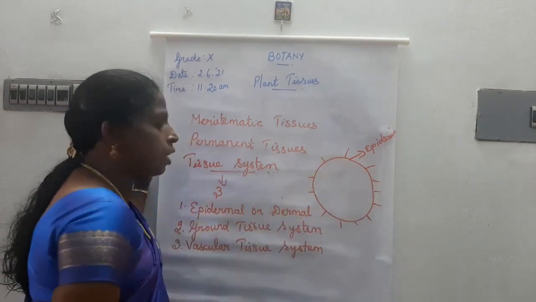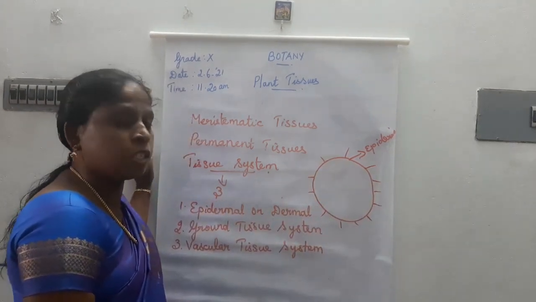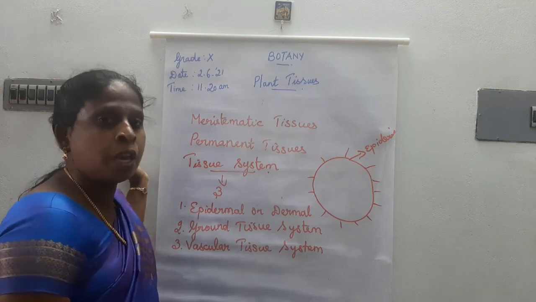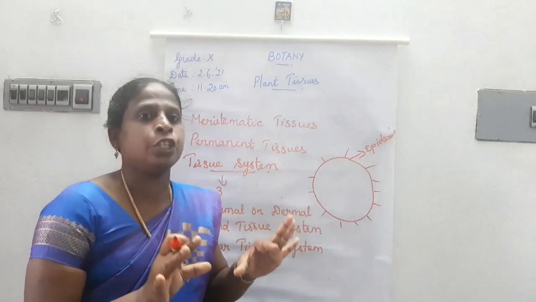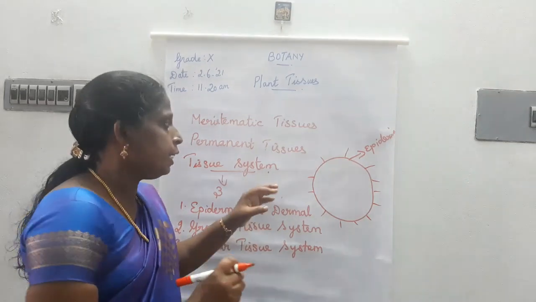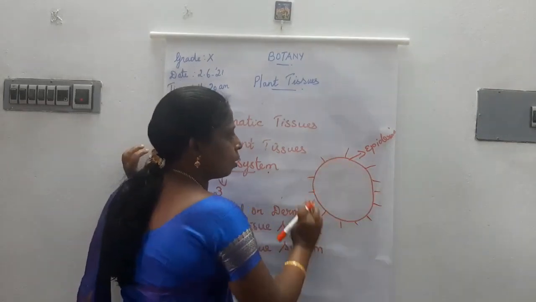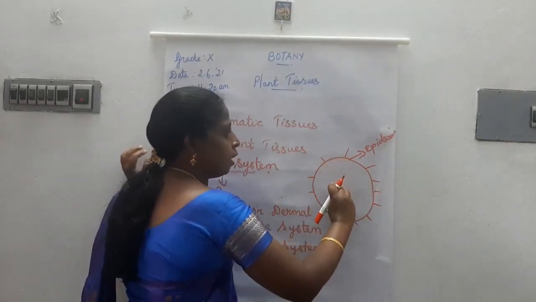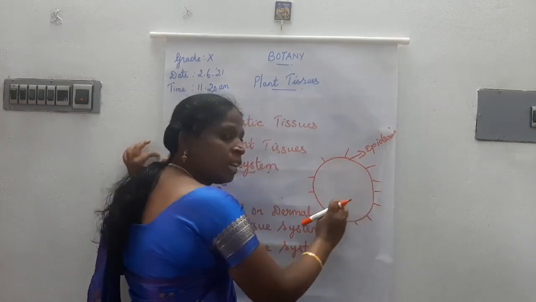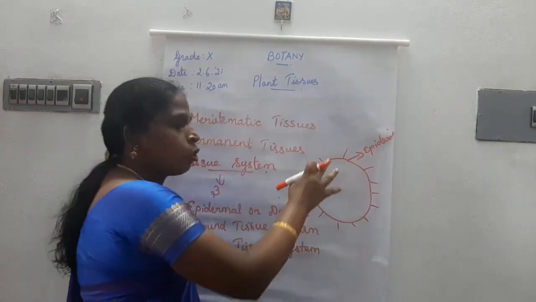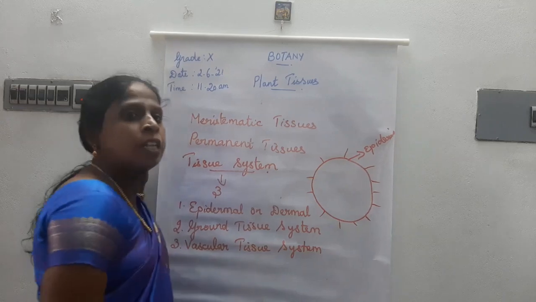What is the function of this dermal tissue system or epidermal tissue system? It protects the internal tissues. This is the outermost layer. Inner to these epidermal tissues, many internal tissues are present, so it protects the internal tissues.